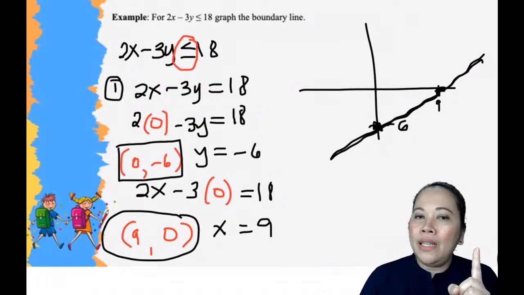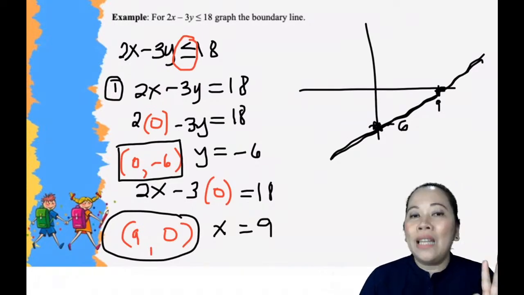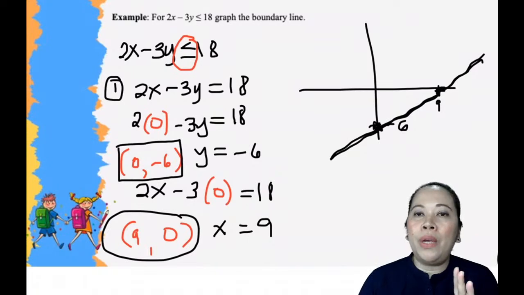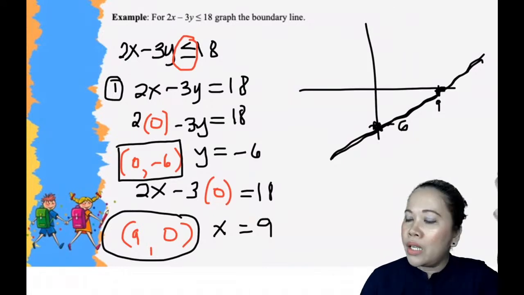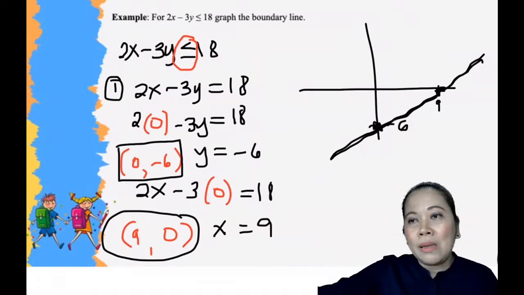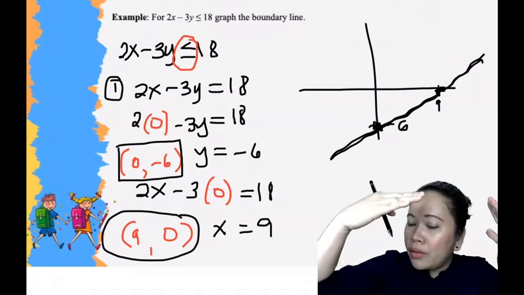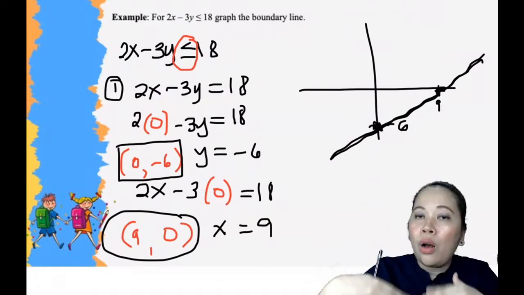Again, first step is find the equation of the line. Second step is to graph your line. And then the third step is to shade. Now, in shading, the solution of your inequality is half of your plane. It's either the top part or the bottom part of the boundary line. So it's either you shade the top part or the opposite part of your line.